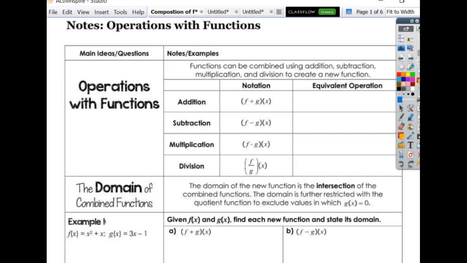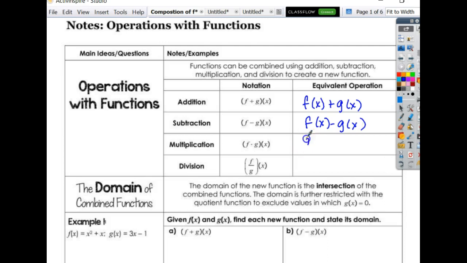So we're going to do some composition of functions today and on Thursday after the test. So I want to start with just the operations with the functions. So if there's a plus between, I'm going to add together the two functions. If there's a minus, I'm going to subtract. And see how the f is first? So the f function has to go first, and the g function goes second.